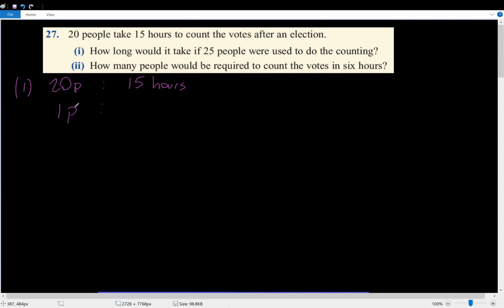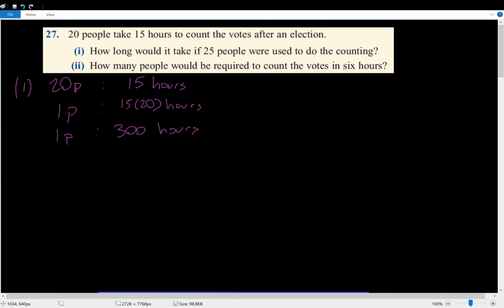But if we've lowered the number of people, that's not going to lower the number of hours. It's in fact going to increase the number of hours that it'll take for the task to be completed. And it'll increase it by the same amount that we have decreased it. So we've divided by 20 on the left, so we're going to multiply by 20 on the right here. So it's going to be 15 times 20 hours. So in other words, one person will take 300 hours to count the votes in this election.